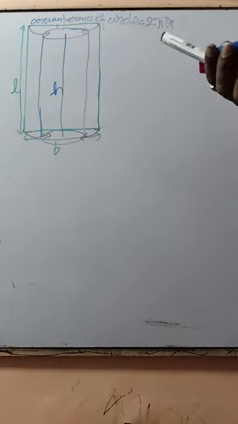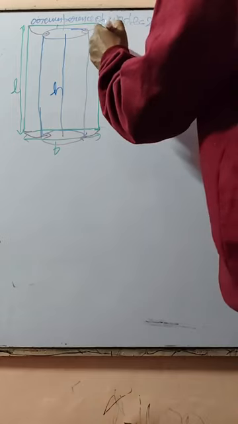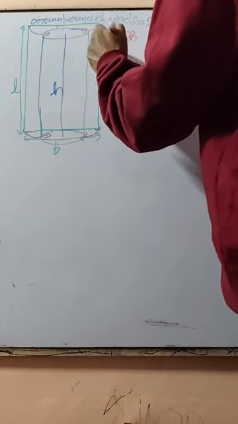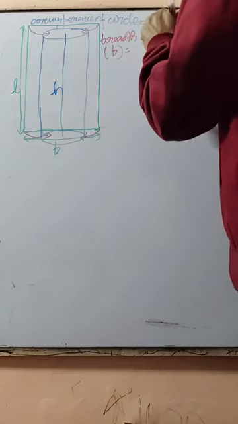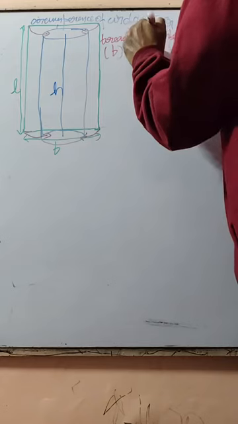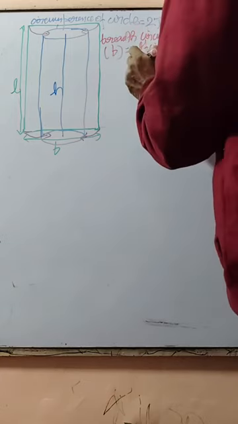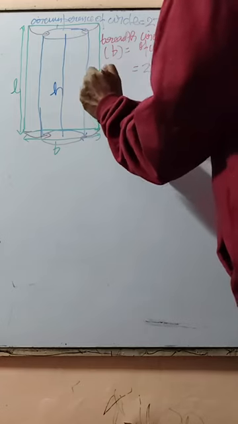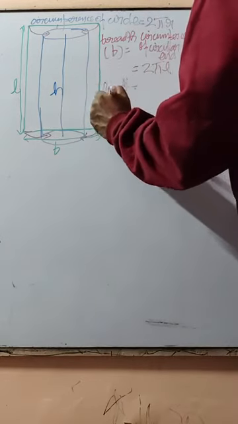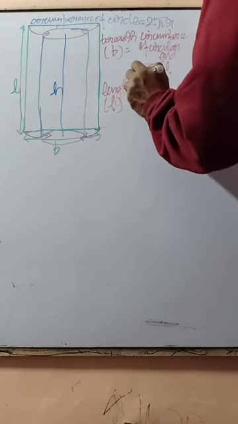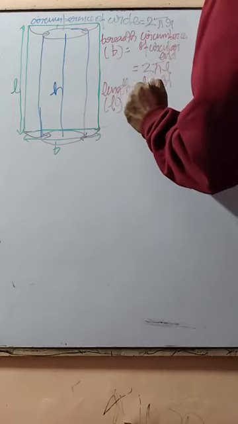So at last we find breadth B is equal to the circumference of the circular end, that is 2 pi r, and length L is equal to height, that is equal to h, right?